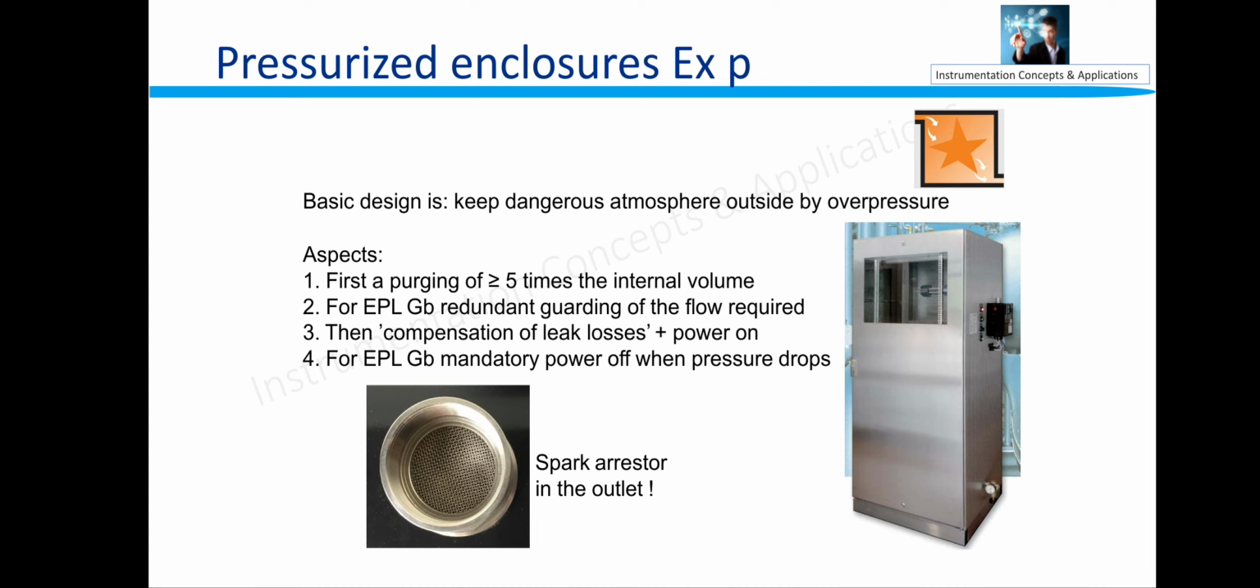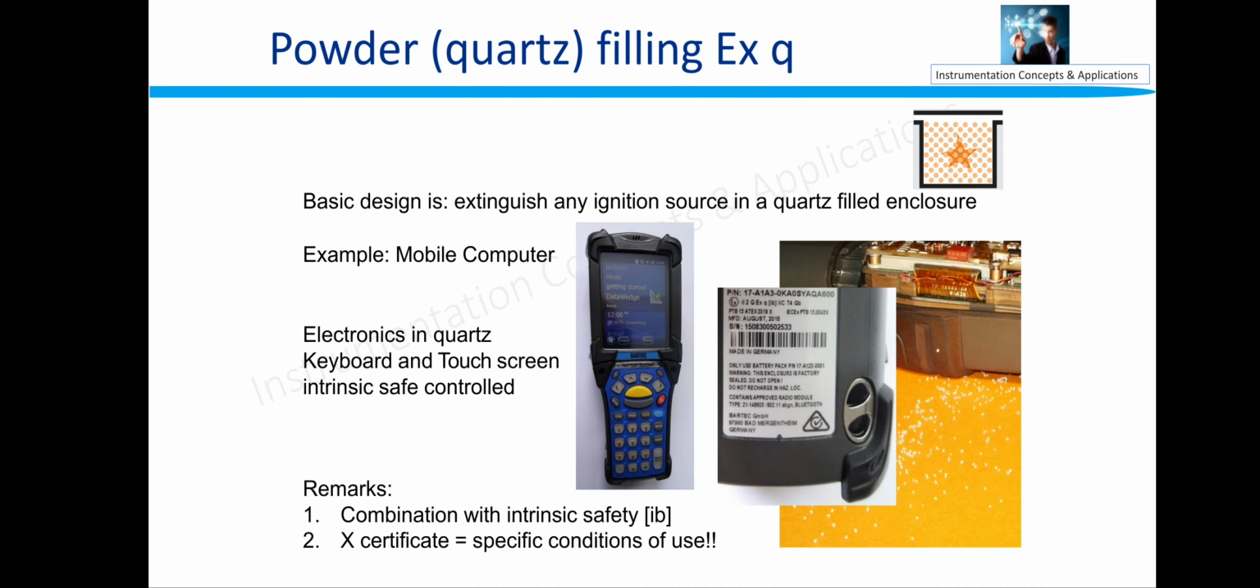Pressurized enclosure is very useful in hazardous areas. The basic design is to keep the dangerous atmosphere outside by overpressure. You have to pressurize this cabinet to prevent anything hazardous from going inside. First, a purging of 5 times the internal volume for EPL-GB, redundant guarding of the flow is required, then compensation of leak losses plus power on. For EPL-GB, mandatory power off when pressure drops. A spark arrestor is needed at the outlet, and on the venting side you need to install a spark arrestor also, so that sparks should not get inside through the venting hole.